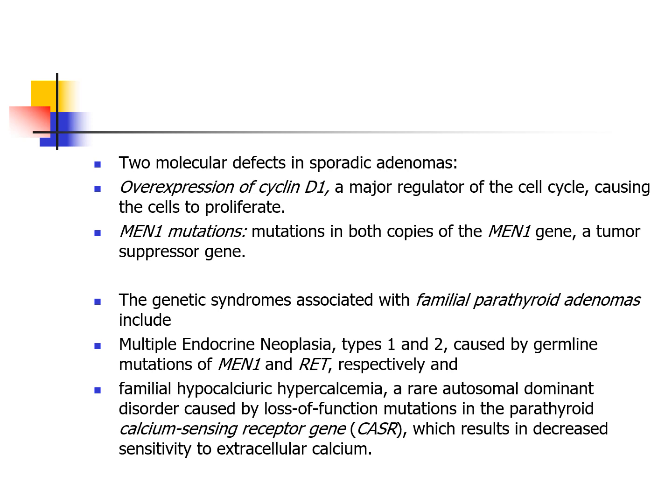The genetic syndromes associated with familial parathyroid adenomas include multiple endocrine neoplasia type 1 and type 2, and familial hypocalciuric hypercalcemia. This is a rare autosomal dominant disorder caused by loss of function mutations in the parathyroid calcium sensing receptor gene, which results in decreased sensitivity to extracellular calcium.